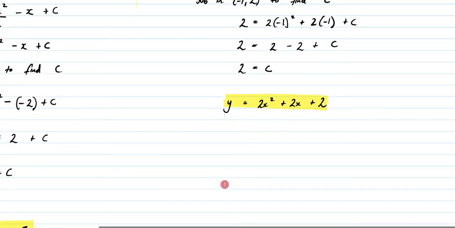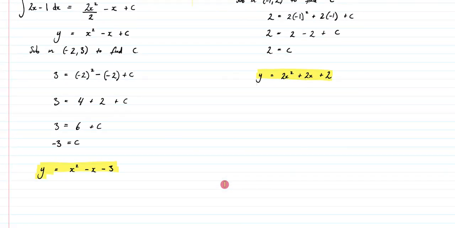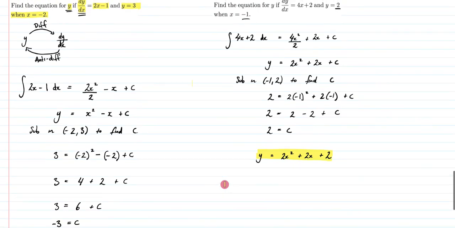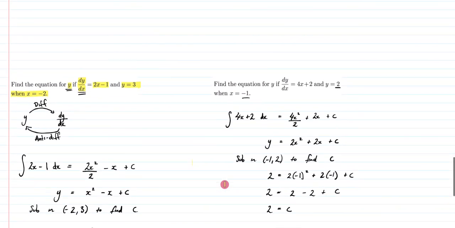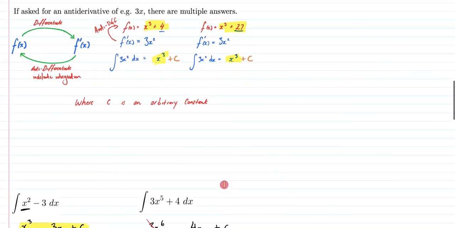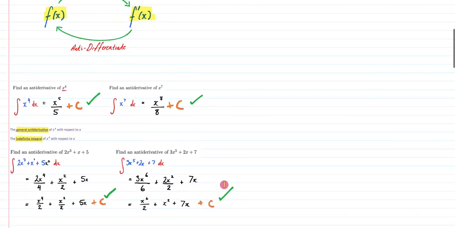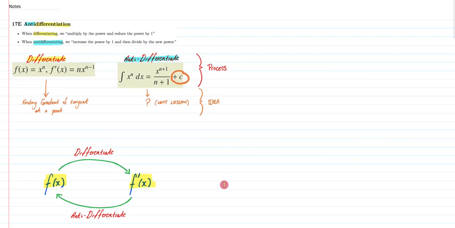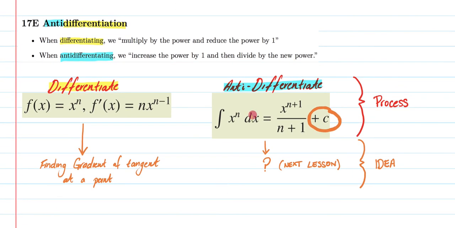Perfect. Let's now zoom out and appreciate everything we've done here. Beautiful working here. Everything is completed. Hopefully you feel comfortable with the process of anti-differentiation. This lesson is all about the process. In our next lesson, we're going to talk about, as you can see here, what is the idea behind this? So that's the next lesson.